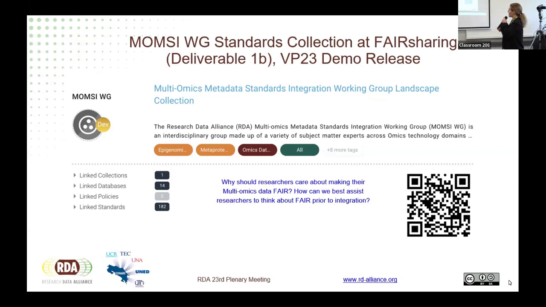And so the question for us is, why did we choose FAIRsharing as a way to build a collection from our curation review? That's because it's an ongoing effort that has machine actionability, and it's a place where no matter where you are, if you're a postdoc in China or somewhere in the global South, or maybe in California, it doesn't matter. You can access the exact same collection of standards that were curated by experts. So, why should researchers care about making their multi-omics data FAIR? And how can we best assist them prior to integration? Because there are many challenges way before integration.